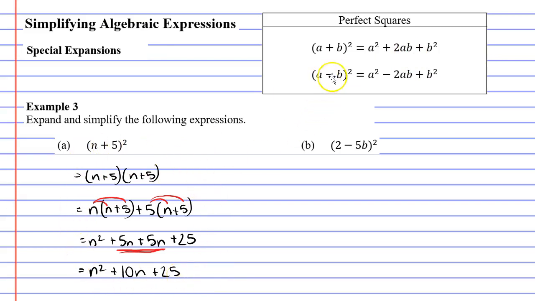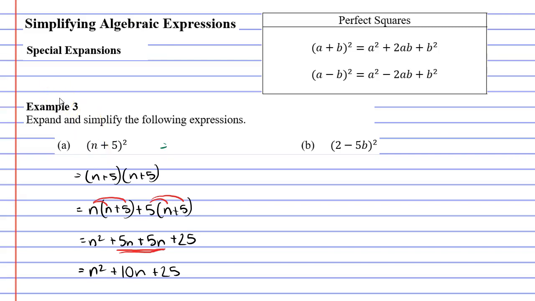But you actually need this formula later on. You're going to need it when you learn to factorize, so it's very important that we cover these shortcuts. So let's expand and simplify question A again using the formulas this time, the shortcut. What you'll notice is that inside the brackets there are two terms, n and 5, and we're going to square each of these separately. So what do we get when we square n?